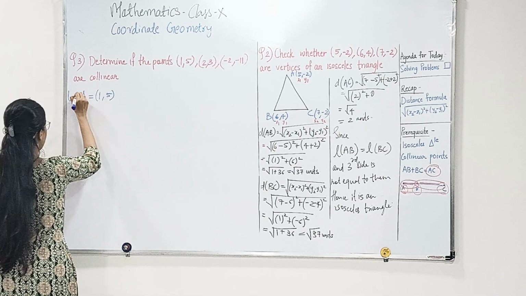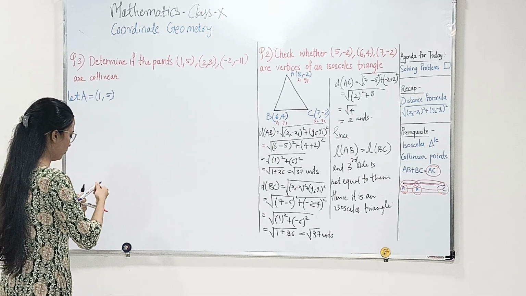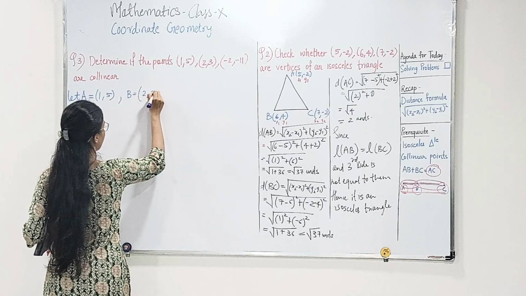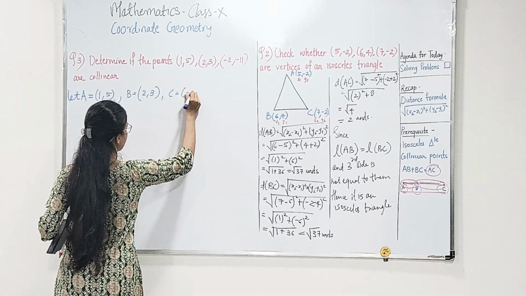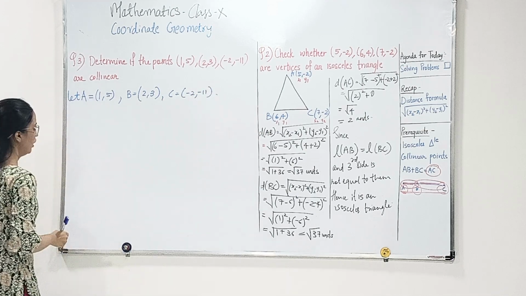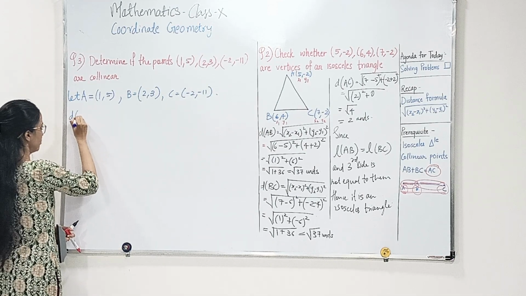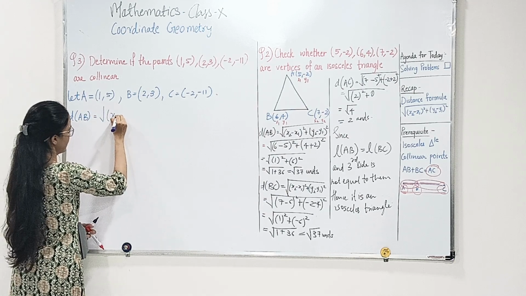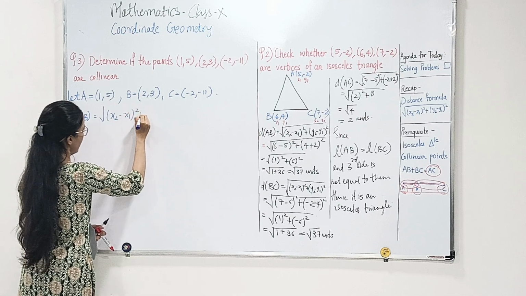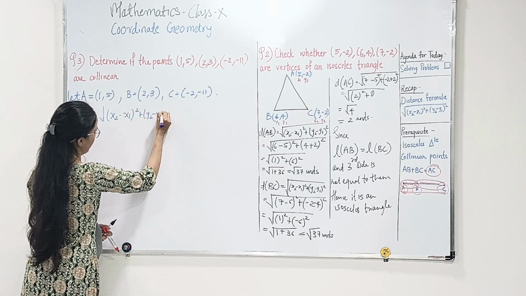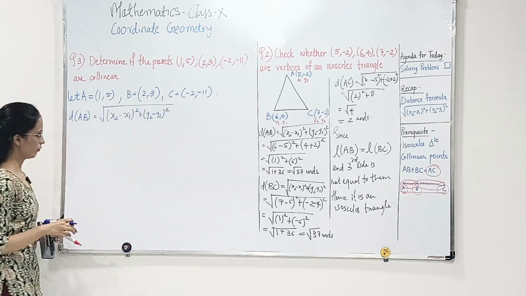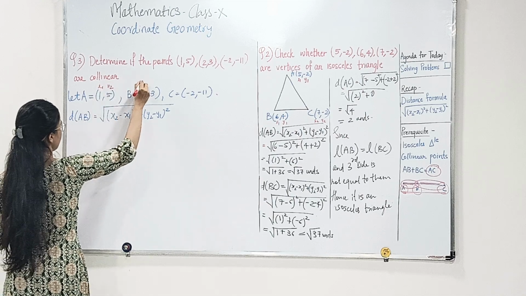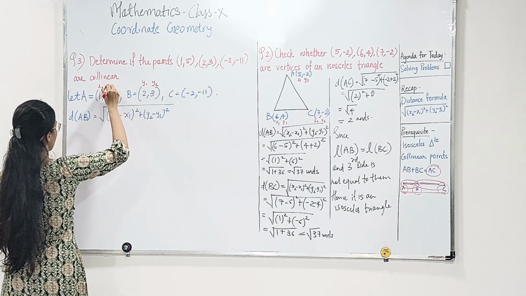So let A equal (1, 5), B (2, 3) and C (-2, -11). Now let us calculate the distance between A and B, that is distance AB. As per the distance formula, it is the square root of (x2 minus x1) the whole square plus (y2 minus y1) the whole square. Now this is our x1, this is our x2, this is our y1 and this is our y2.